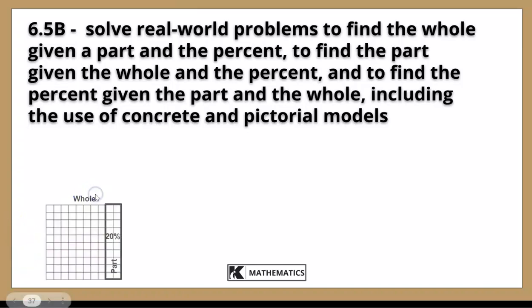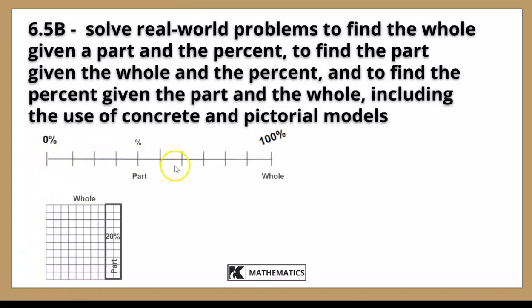So what some of those models look like is when we use our 100 grid and we look at percents and parts using a number line, or sometimes percent bars if you draw it as a bar, to find the missing part, the missing whole, or the missing percent. We'll also look at using our percent proportion.